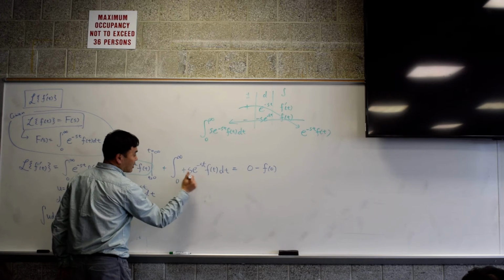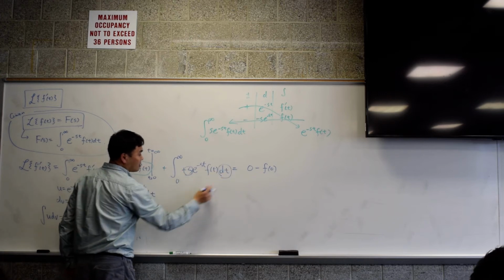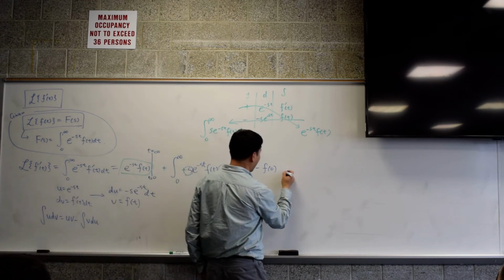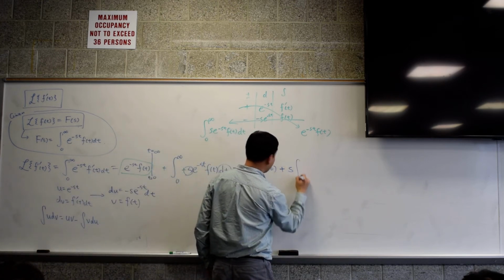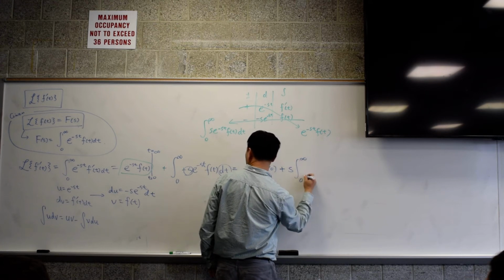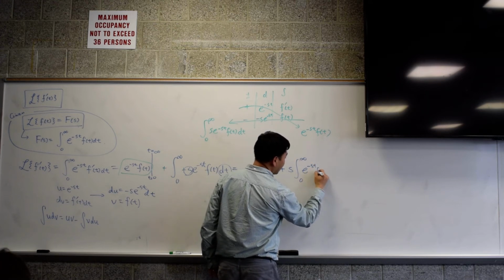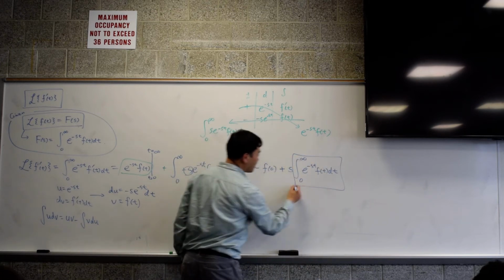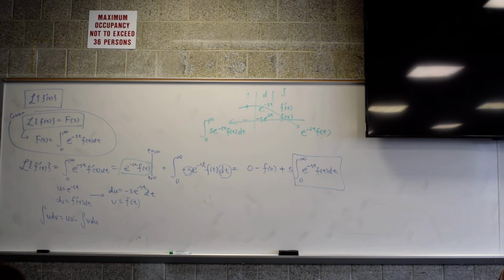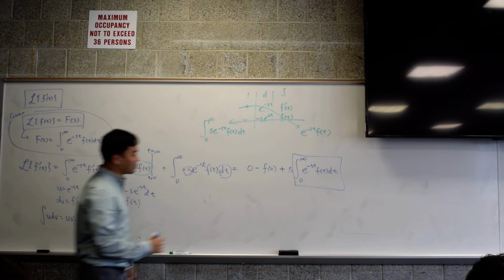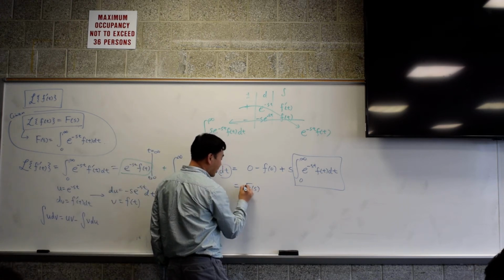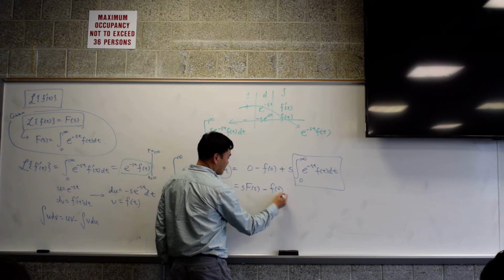And then if you look at this, s has nothing to do with this dt, so that can be considered as a constant which can be pulled out. So I can pull it out and write it as s times the integral from 0 to infinity of e to the negative st f of t dt. Wait, what is this? It's F of s, capital F of s. Therefore, you get capital F of s times s minus f of 0.